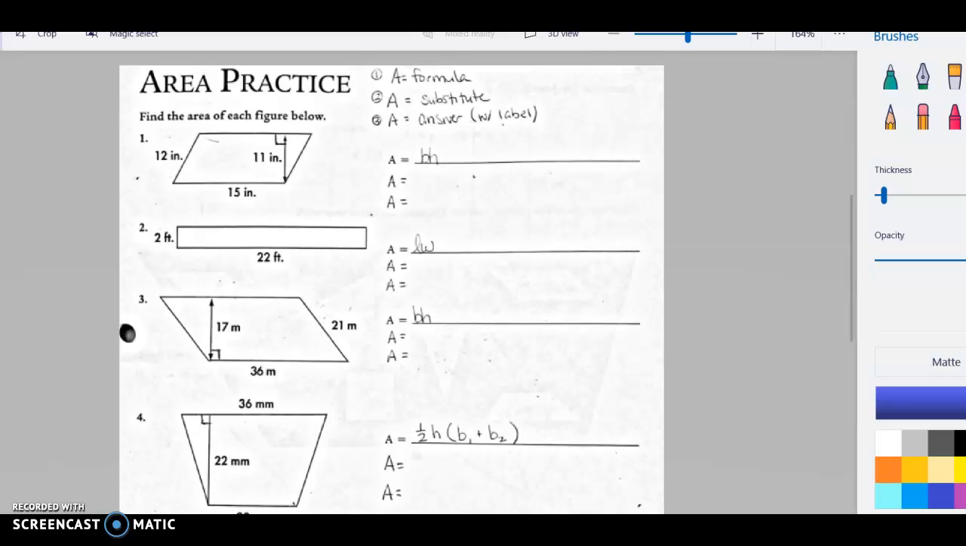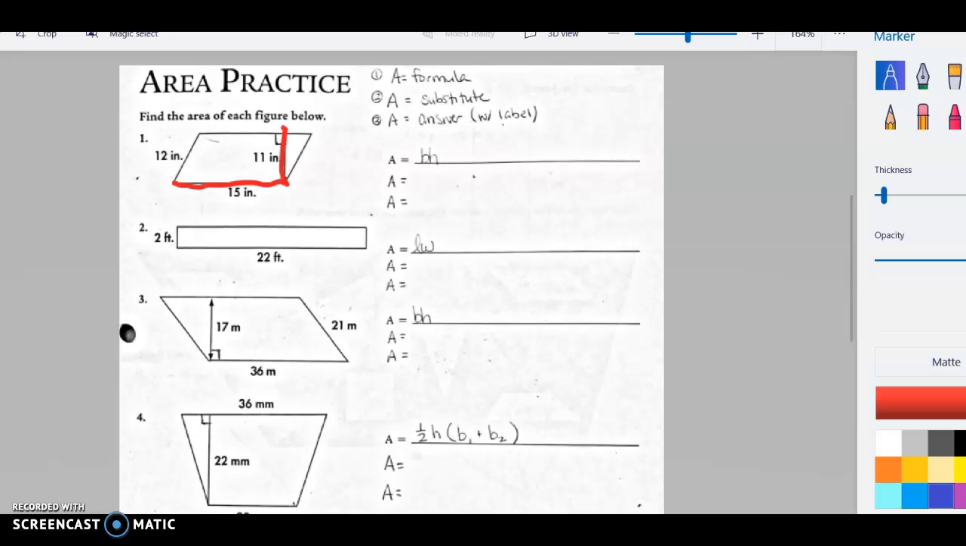So let's get started. Whenever finding area, you need to have a right angle because area is the number of square units it takes to cover, and squares have right angles. So you always multiply the things that hit in a 90-degree angle.